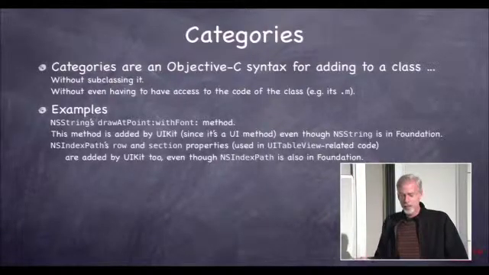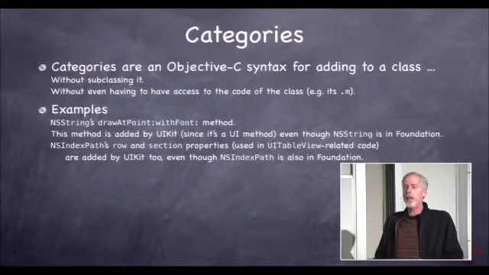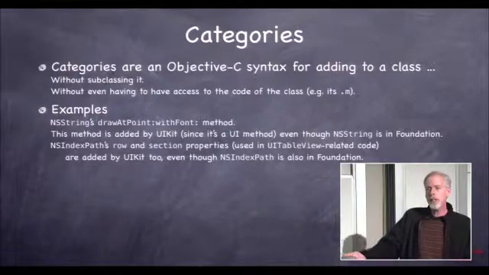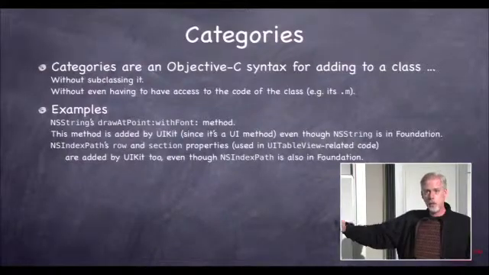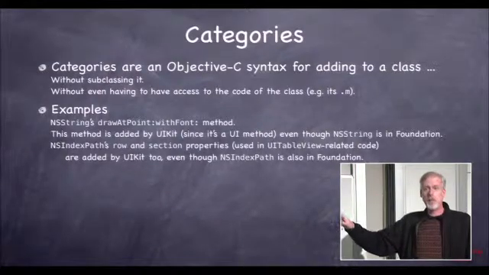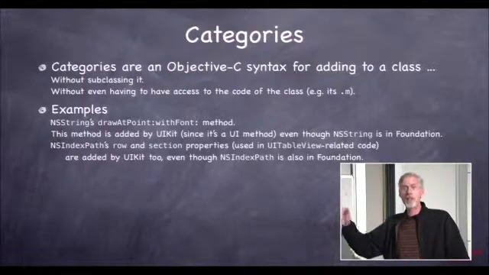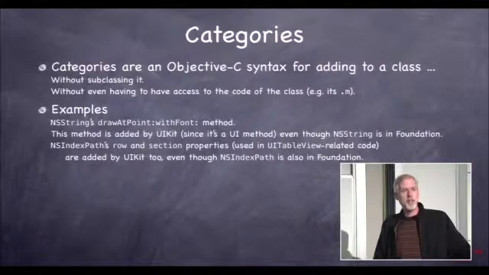String is a foundation thing. It's not a UI thing. How could it possibly have draw at point? Well, the answer is UIKit adds this method to the NSString class, in its framework, in UIKit. And it's truly added this method to NSString. NSString now has this extra method that it didn't have before UIKit came along and added it. Same thing with NSIndexPath.